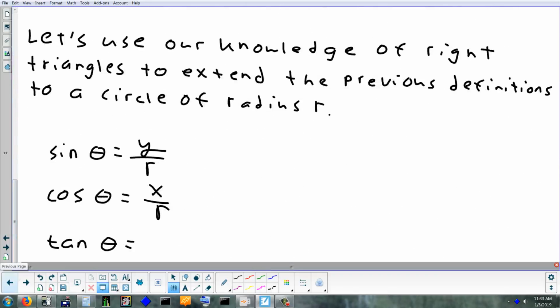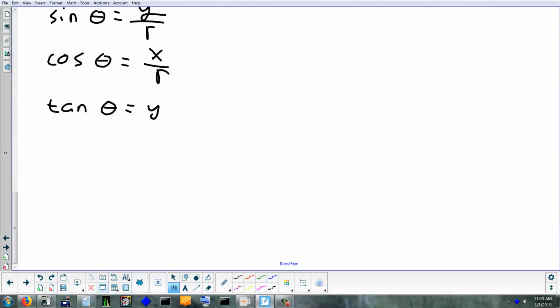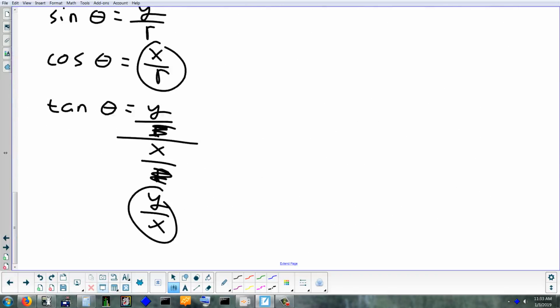But if you look at that, when I do y over x, changing them by scaling by 1 over r, what happens when you divide those out? Yeah. The r's cancel, and you end up with exactly the same thing you had before. So tangent ends up staying exactly the same, y over x.